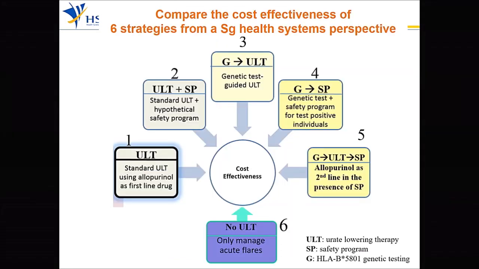And I just want to, this is described in more detail in a poster, but we did look at, besides just genotyping, other interventions like a safety program and or combinations of a safety program and genotyping to try and figure out how we could drive down the rate of allopurinol SJS, TEN, or DRESS.